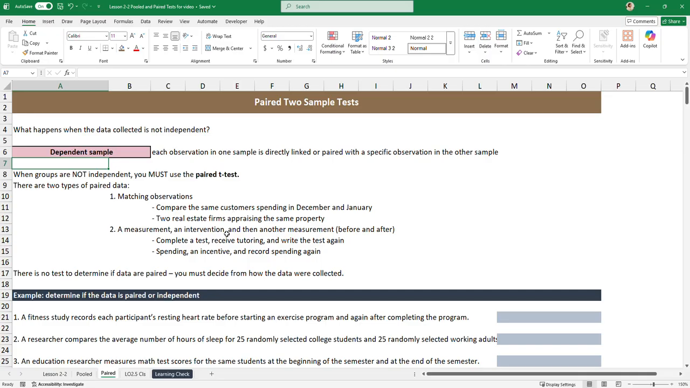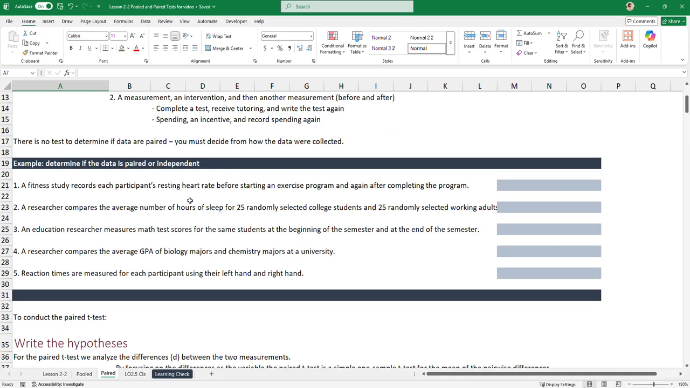There isn't a statistical test to determine if data is paired or not. You really need to decide just by thinking about how the data was collected. So before we actually get into the math for how to conduct a paired test, let's talk about some examples of how you determine if your data is dependent or independent. If it's dependent, we'll say paired because we're going to need to use the paired test.